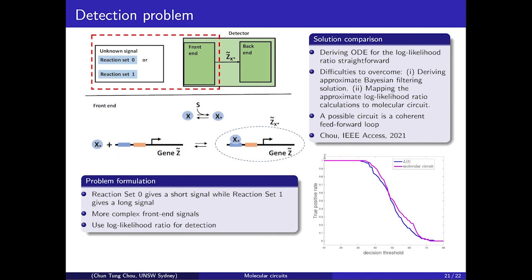What I'm showing you here are some results for the detection. On the horizontal axis, I have the detection decision threshold. On the vertical axis, I have the true positive probabilities. There are 2 curves here. The blue curve is obtained using exact calculations on a computer, and the other is the molecular circuit design. What you find is that the 2 methods give very similar true positive rates, which means the detection is actually quite accurate.